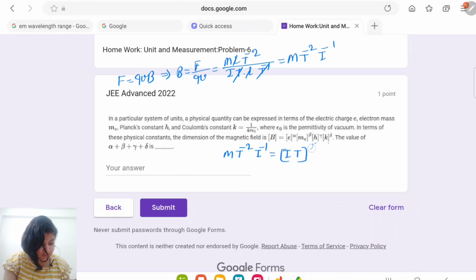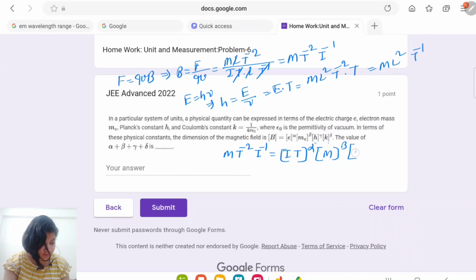Charge is current into time. Electronic mass is the dimension of M. That of Planck's constant can be found out using this equation: energy by frequency, or energy into time period. That means M L square T to the power minus 2 into T, or M L square T to the power minus 1. So (M L square T to the power minus 1) whole to the power gamma. And k can be found out using the Coulomb's equation of force.